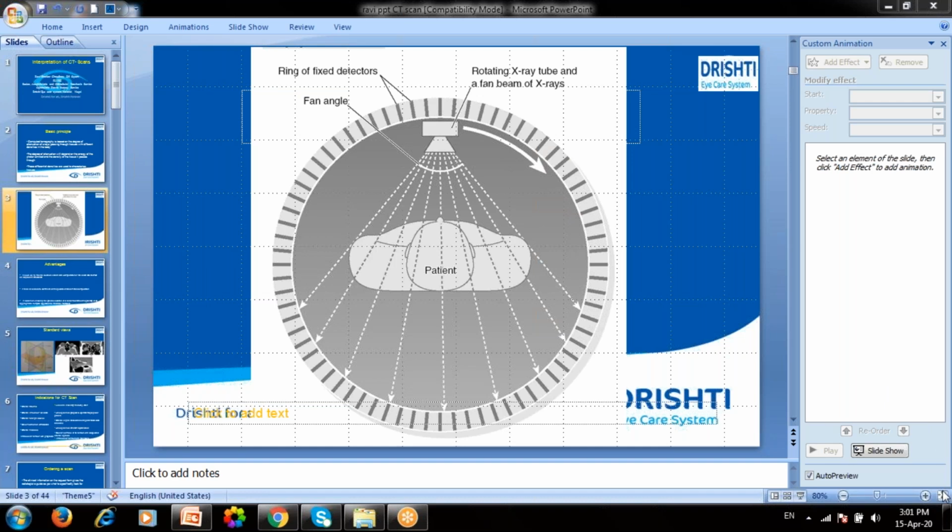There is another question. How frequently can a CT scan be done and why? Yes, Kapil, the frequency of CT scan. How frequently the CT scan has to be done, is this the question? Yes.